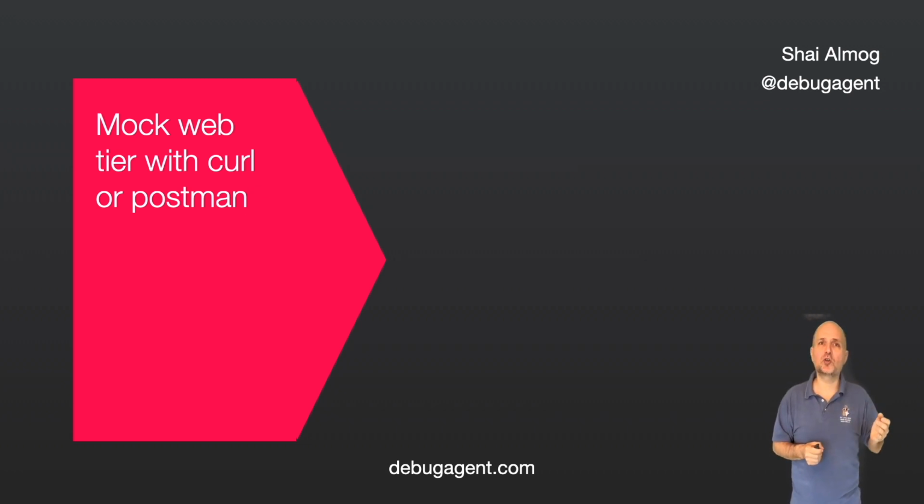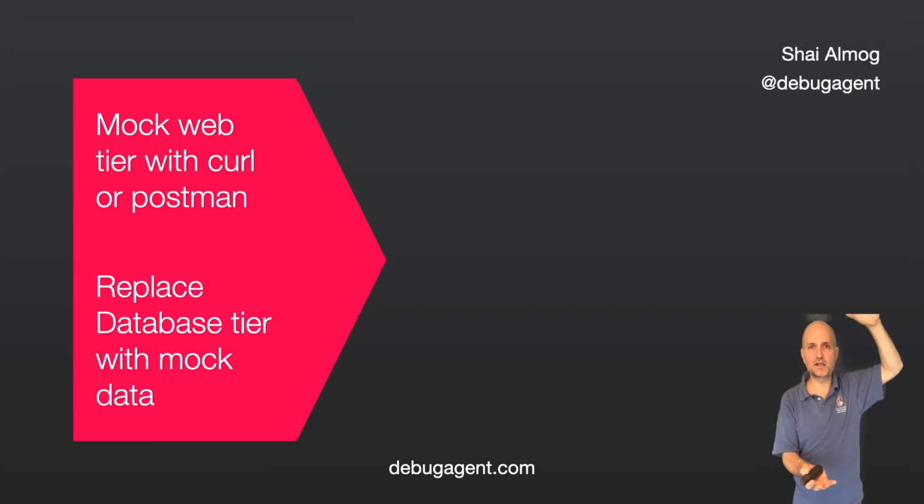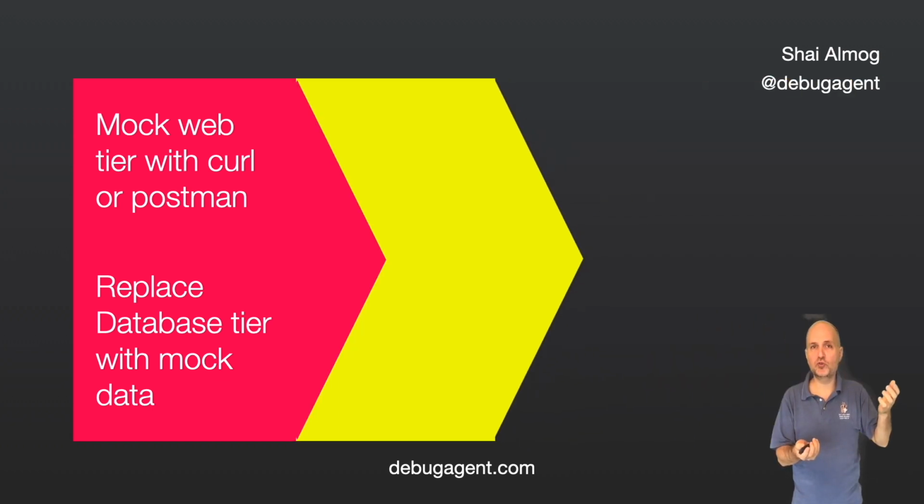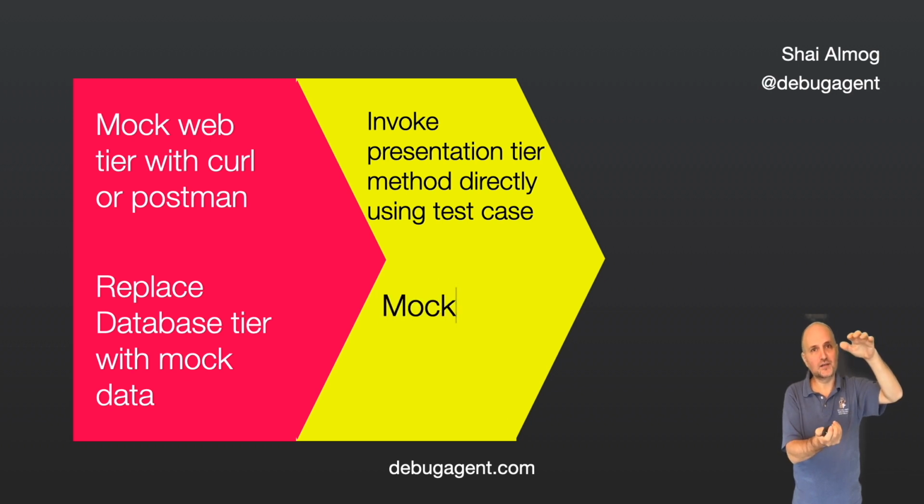The tongs start by mocking the web tier with curl or Postman. This eliminates front-end related issues. The other side of the tong motion is replacing the database with mock data. If the issue can be reproduced, we can further squeeze the tongs by invoking the presentation tier method directly in the test case. We can then eliminate the database entirely from the equation by mocking it.